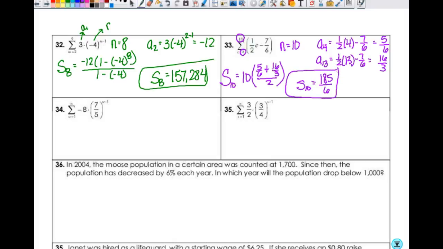All right, 34. This is infinite, okay? So I'm going from 1 to infinity. And negative 8 times 7/5 to the n minus 1, this is clearly geometric, right? So it's geometric and it's infinite. This 7/5 here, that is r. And here, r is greater than 1, which means that there is no sum here because this is divergent.